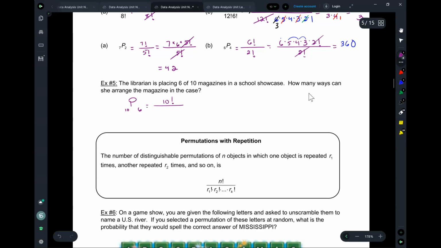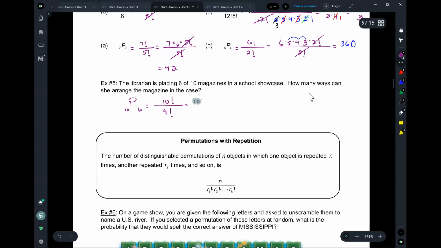10 factorial over 4 factorial. Does it matter what was before the P? Yes, the n, the big number, n. Okay? And that goes first here, that goes first there. So this is 10.